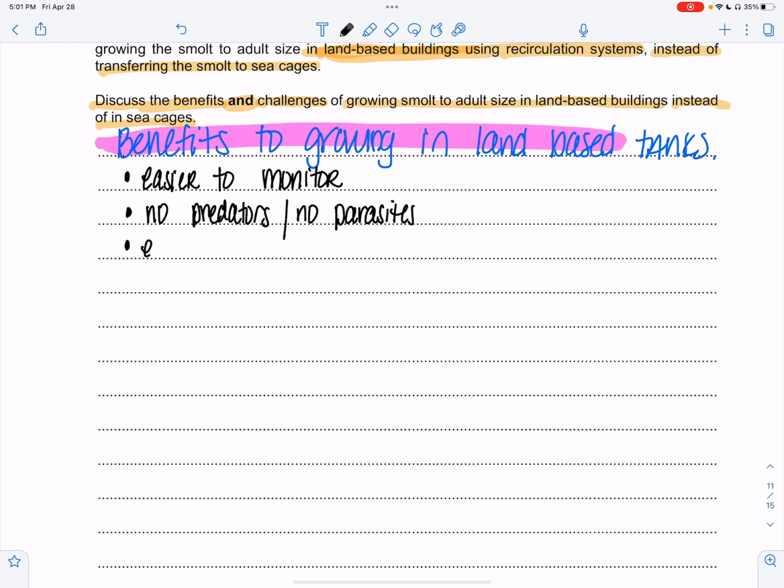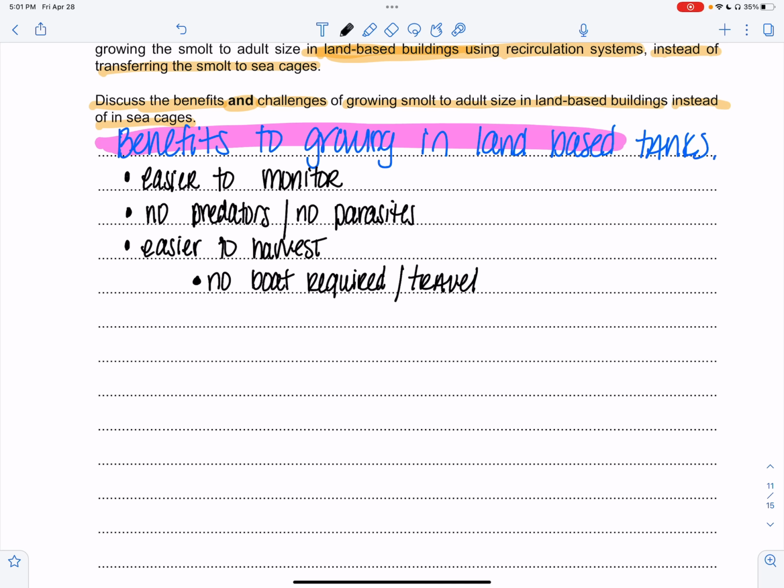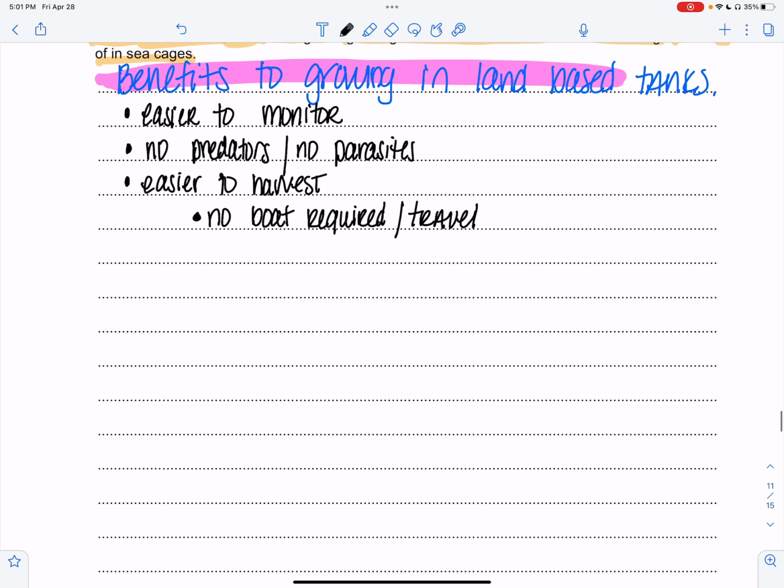In a land-based tank, it's easier to harvest. And in regards to that, no boat is required, or no travel is required. It does not pollute the marine environment.